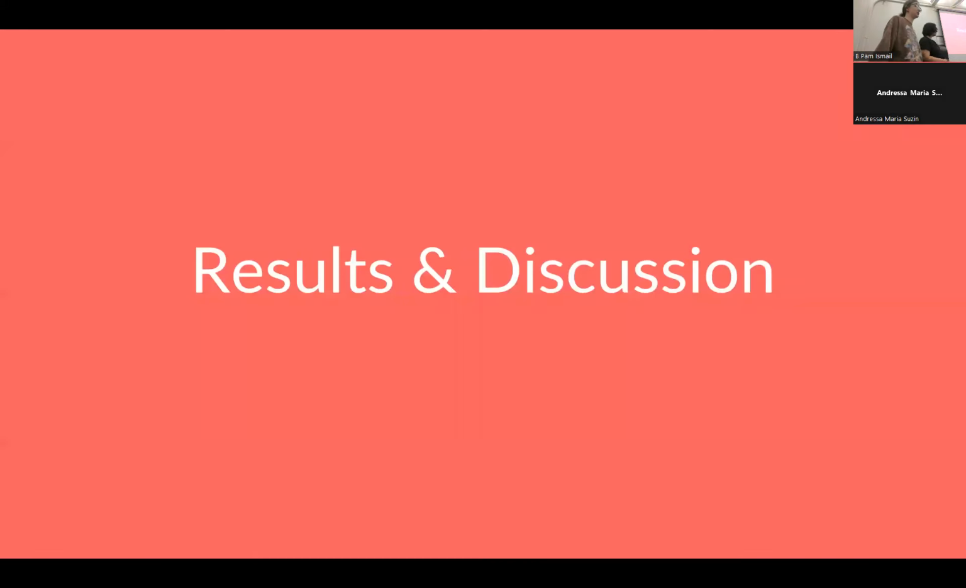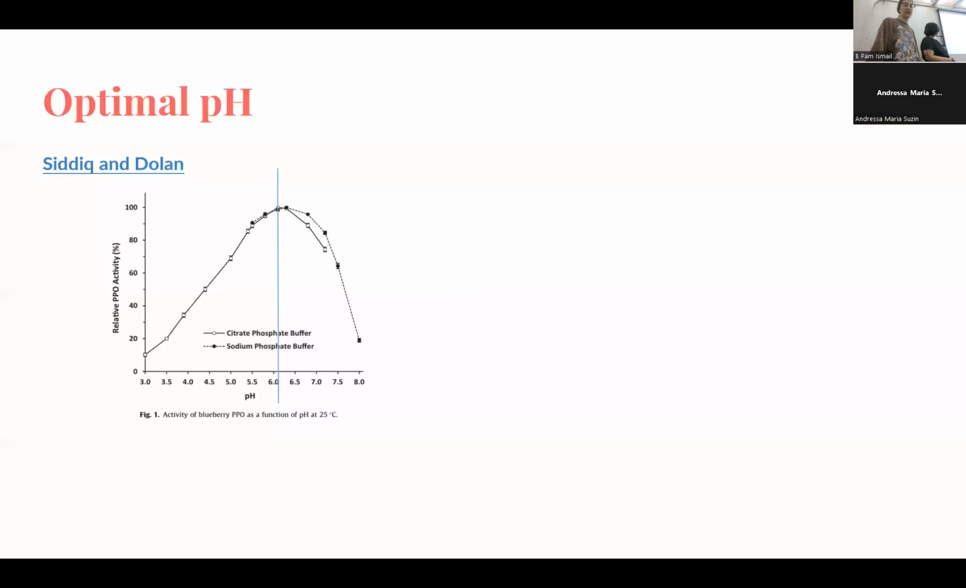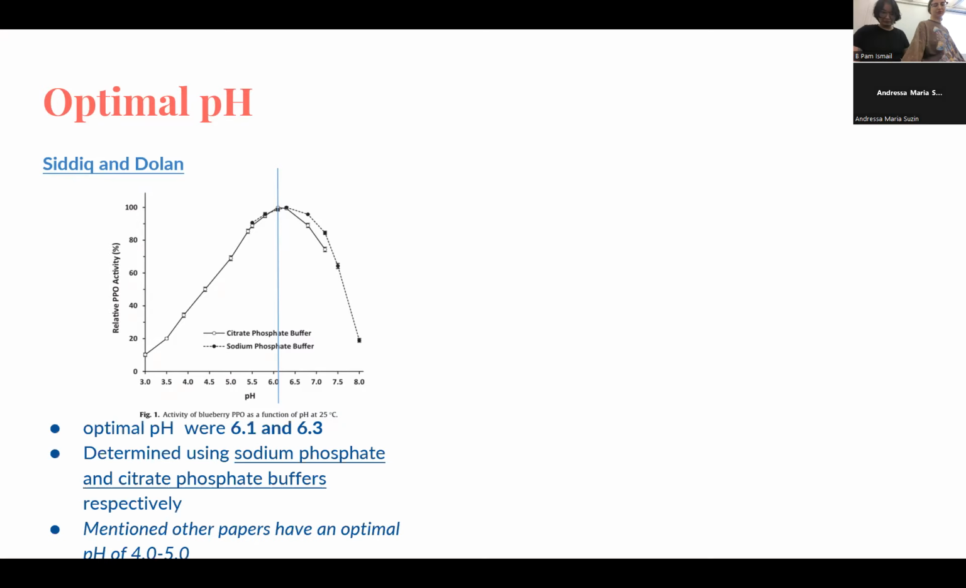And now moving on to results and discussion. So for Siddiq and Dalan, their optimal pH was 6.1 and 6.3, and this was determined using two different buffers, sodium phosphate and citrate phosphate. However, they did mention that other papers found a different optimal pH for this enzyme.